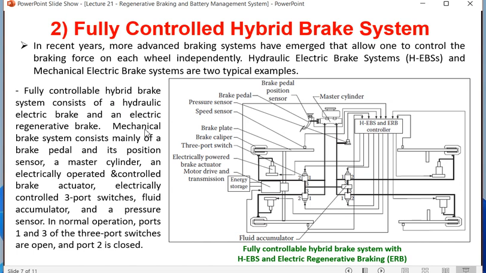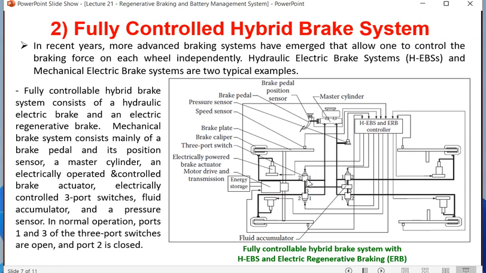Mechanical brake system consists manually of a brake pedal and its position sensor, a master cylinder, electrically operated and controlled brake actuator, electrically controlled 3-port switches, fluid accumulator, pressure sensor and all. So these are little different components here in this case. What are they? That is this electrically operated and controlled brake actuator, electrically controlled 3-port switches. So these 3-port switches are very important.